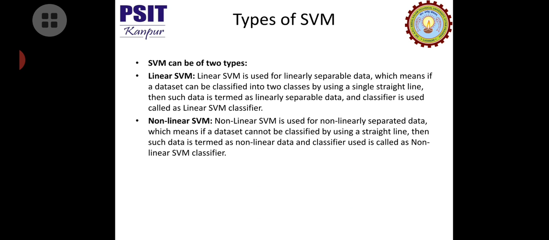Now we have two types of SVM: number one linear, and number two non-linear. Linear SVM is used for linearly separable data, which means if a data set can be classified into two classes by using a single straight line, then such data is termed linear. As the name suggests, when you separate two classes with the help of a straight line, it is linear. Non-linear means that if a data set cannot be classified with the help of a single straight line, then it is termed non-linear.